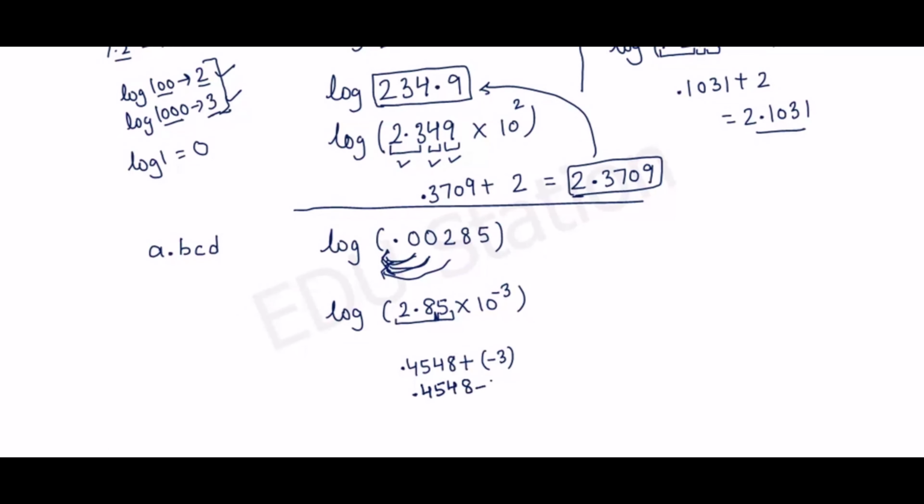0.4548 minus 3. So it will be 2, 5, 4, 5.2 negative. So our answer will be minus 2.5452. We are getting our answer in negative. Now let's compare this.